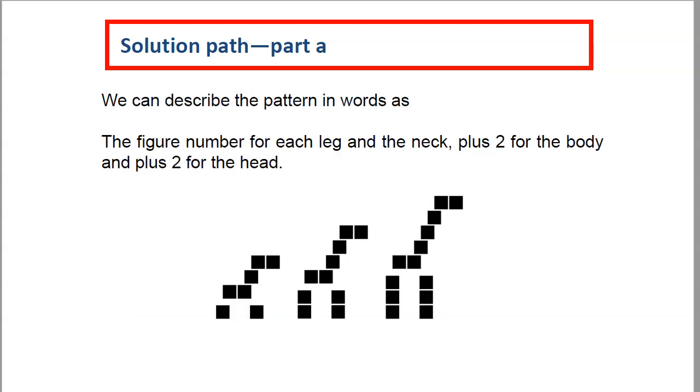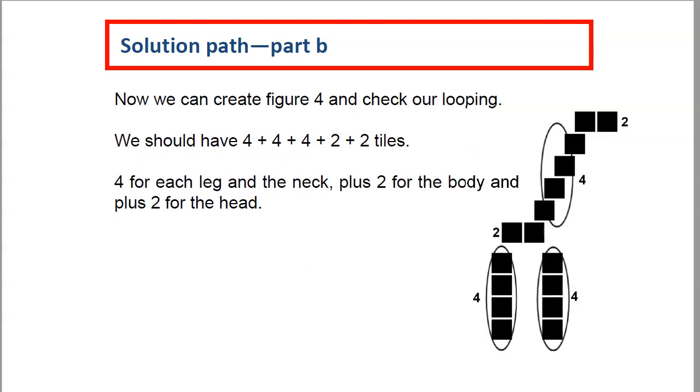So now we'll describe our pattern in words. The pattern we see is the figure number for each leg and the neck, plus 2 for the body, plus 2 for the head. So now we can create figure 4 and check our looping. We should have 4 plus 4 for the legs, plus 4 for the neck, plus 2 for the body, plus 2 for the head tiles. And if we look at our picture, that's what we have: 4 for each leg and the neck, plus 2 for the body, and 2 for the head. Okay, so we feel confident that that's figure 4.